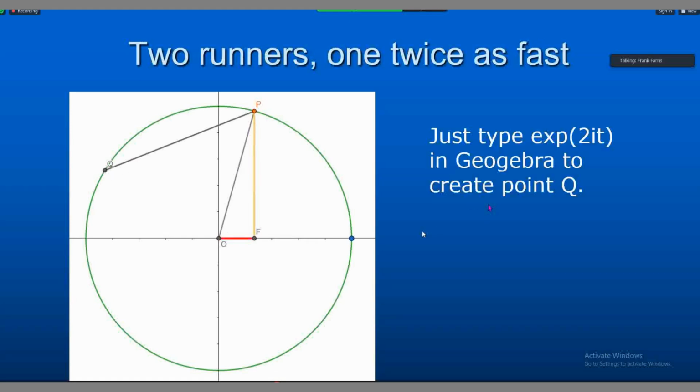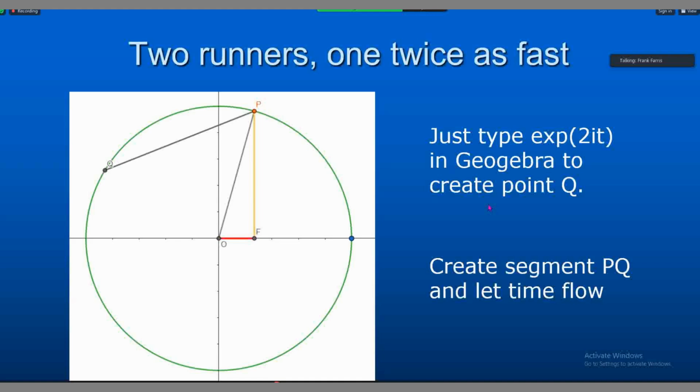Now in a minute we're going to see a video of this, but I want to encourage you to experiment with GeoGebra, because you really can just type exp(2it) into GeoGebra to create the point Q. When I typed that, I'd already set up the variable t with a slider so that it knew that t was going to be a number between 0 and 2 pi, which is the number for all the way around the circle. And then I created segment PQ, and then I gave GeoGebra the instruction to follow the traces, to show the traces of PQ.